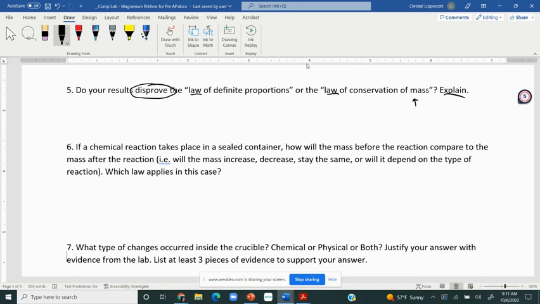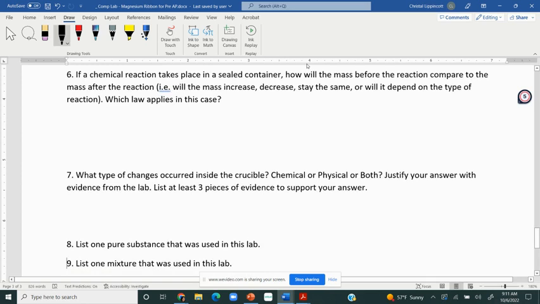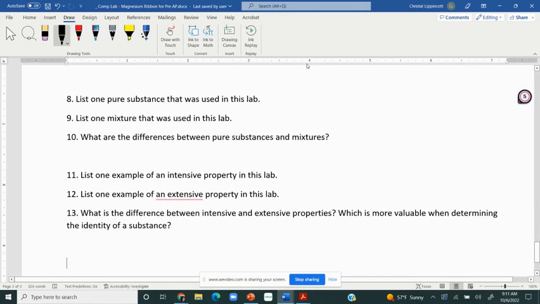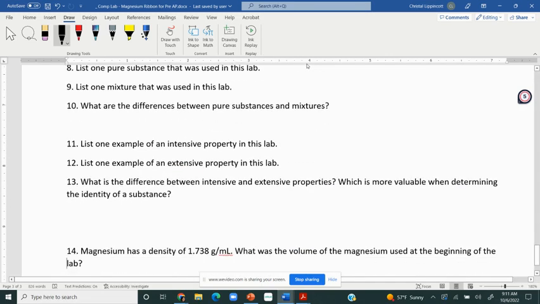All right, same idea, number 6. This relates to that material. Chemical, physical change, what happened inside of there. You need 3 pieces of evidence. List a pure substance, a mixture in the lab, and then the difference between pure substances and mixtures.